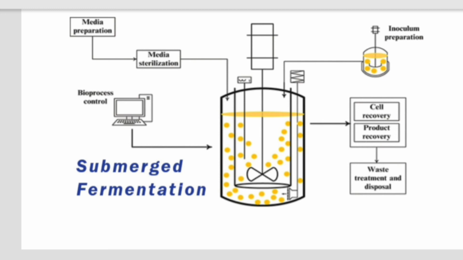We have to prepare the media and sterilize the media, and this media is added into the fermentation tank at regular intervals. So that is the difference in the diagram for fed batch fermentation. In the next class we will continue with continuous fermentation. Thank you.